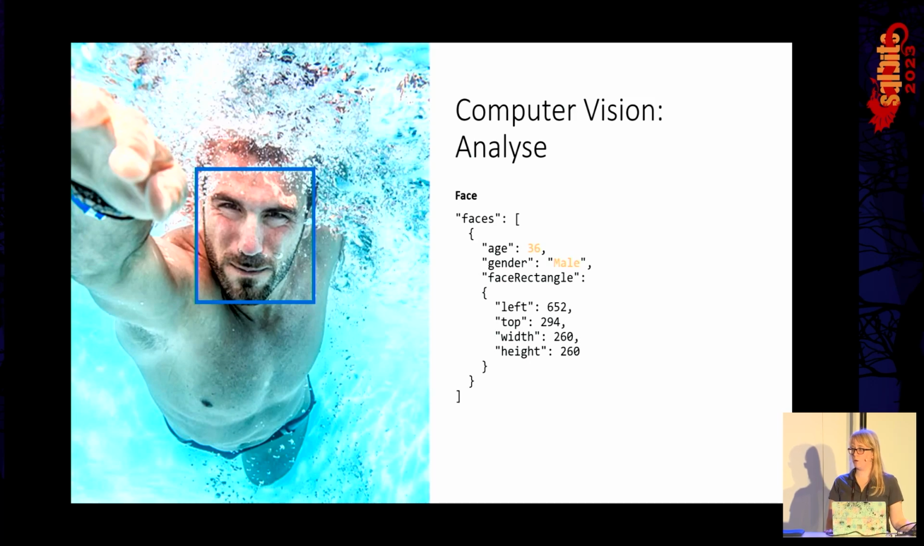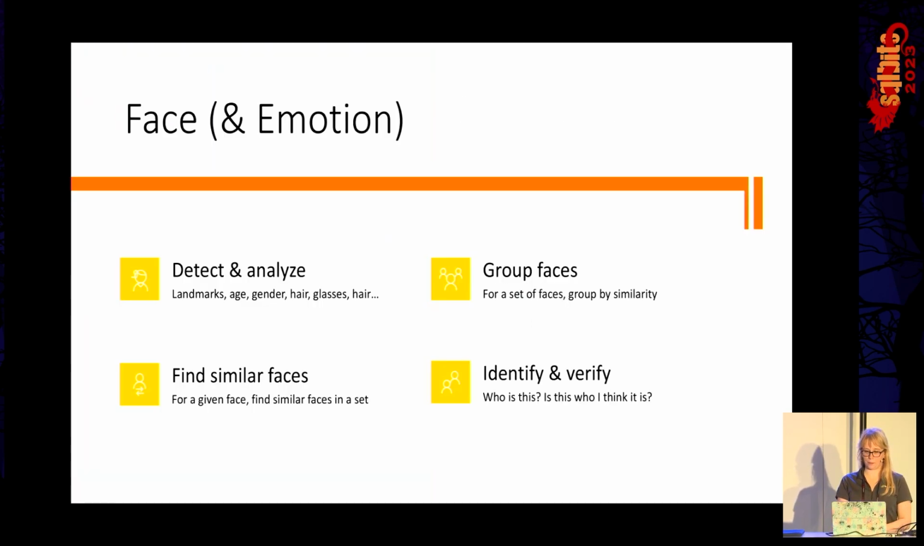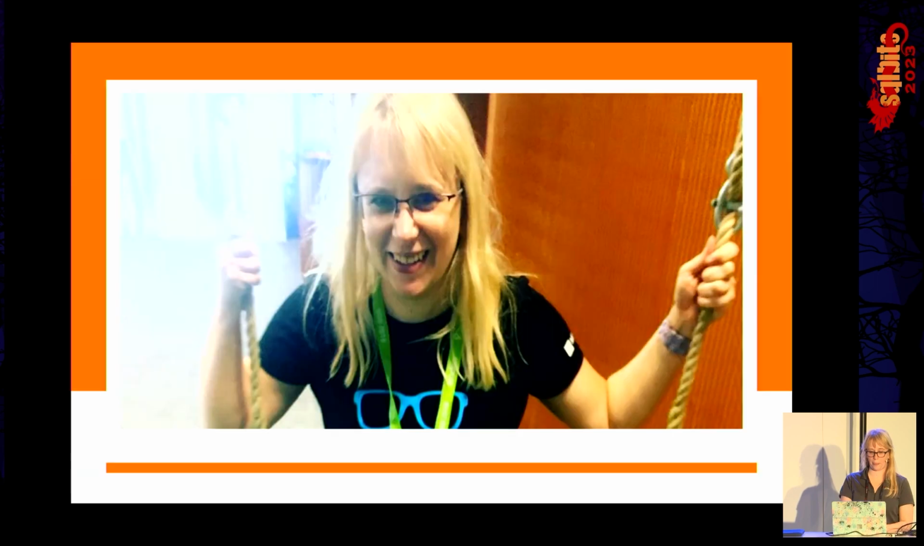And as well it can go with faces, so it's going to find where the face is, and it gets what age and gender, etc. It also can come back with some face and emotions, so it can detect, analyze, and say what age some people are, can find a face in a group of faces, and each of them selecting. And as well it can identify and verify who is in the picture.